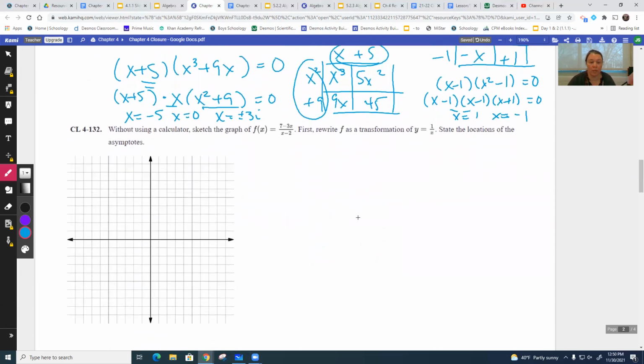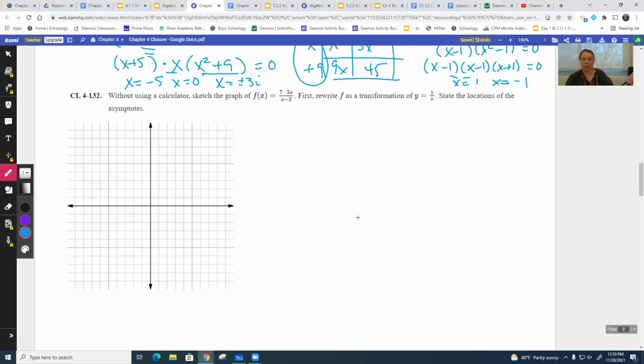All right, so 132, it says without using a calculator, sketch the graph of this. First, rewrite it as a transformation of y equals 1 over x and state the locations of the asymptotes. For this one, I think what I might do is just divide, right? Just set up a division. And I'm going to put the negative 3x here. So this would be negative 3, and then this would be 6. And then I need these constants to add up to be 7. So I have to put a 1 there.